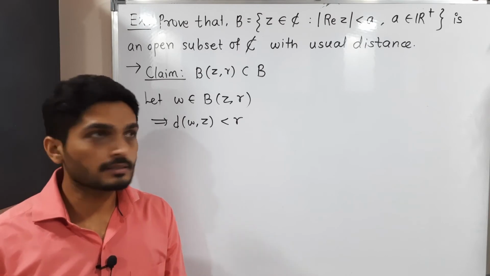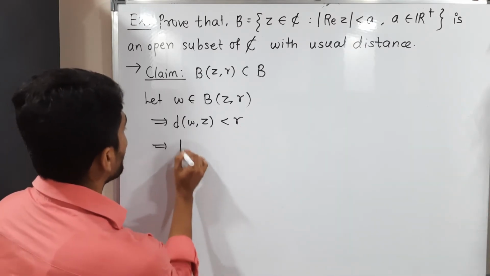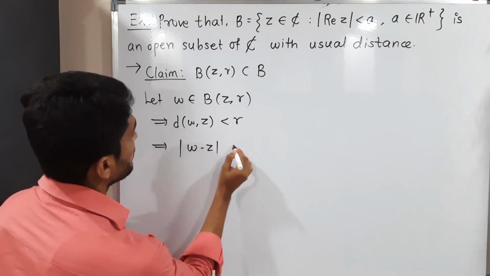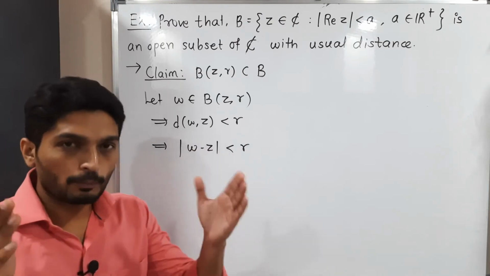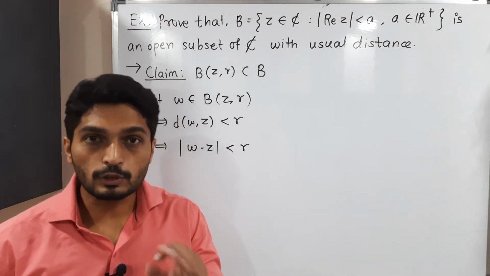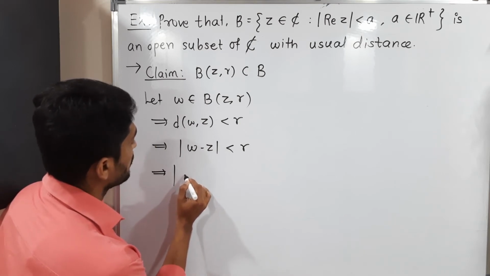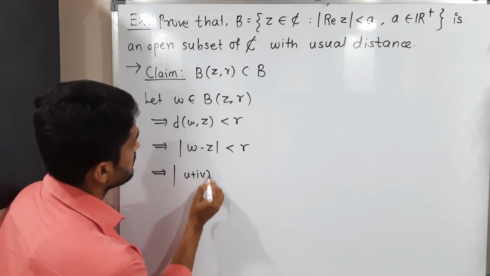How to find distance? They have mentioned it is a usual distance. That means it is mod W minus Z less than R. Since it is usual, mod is there. Okay, so W is a complex number and Z is also a complex number. So that's why it will be in this form: U plus iV, it's a complex number.